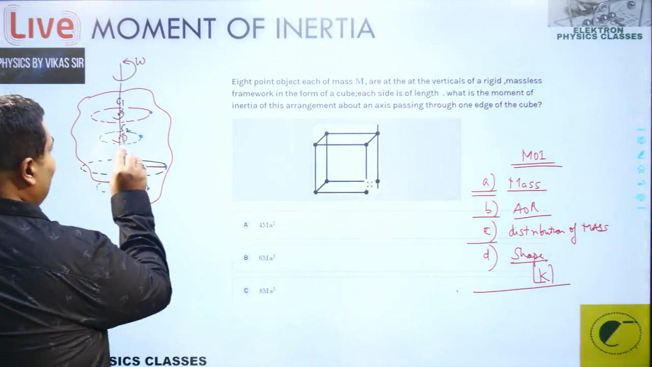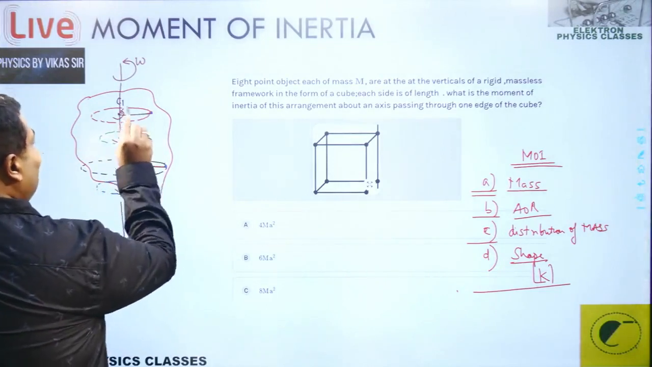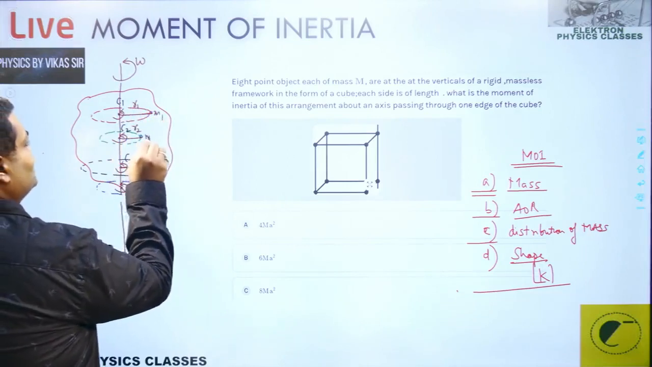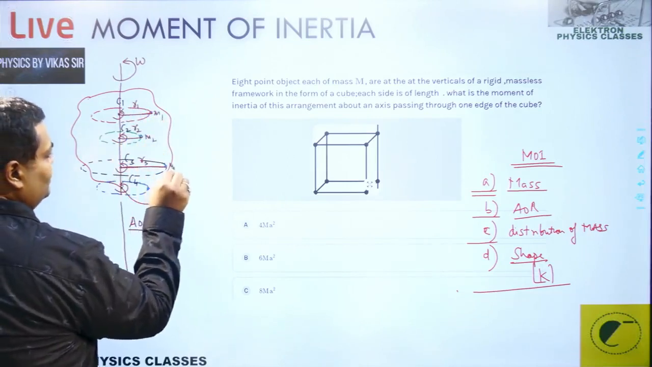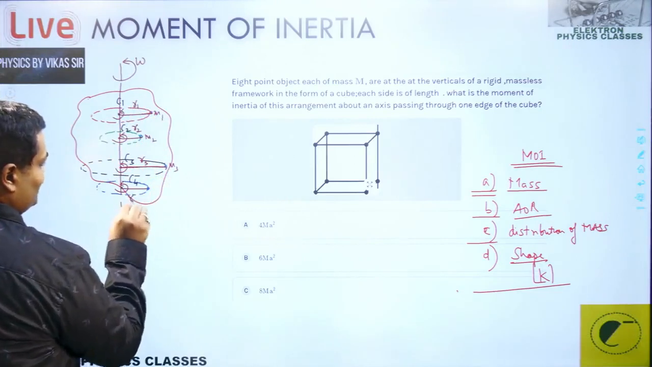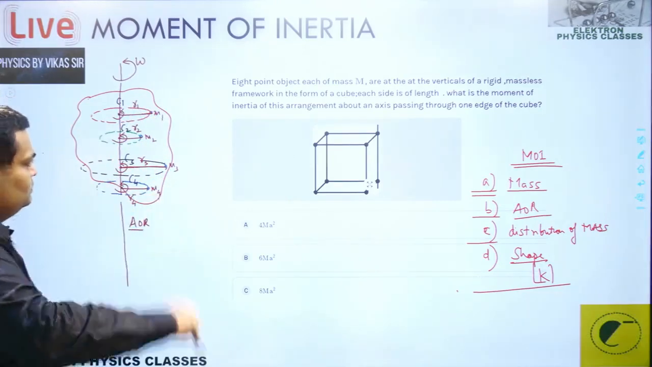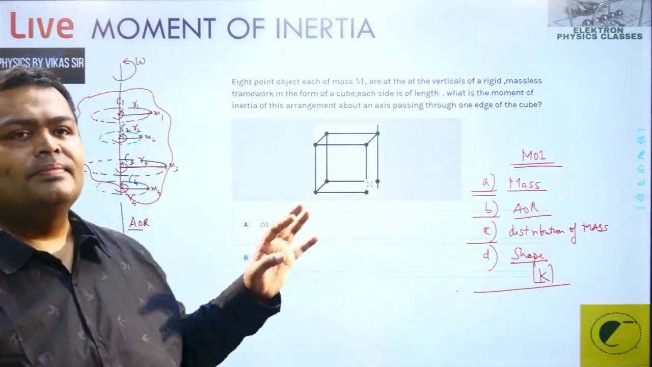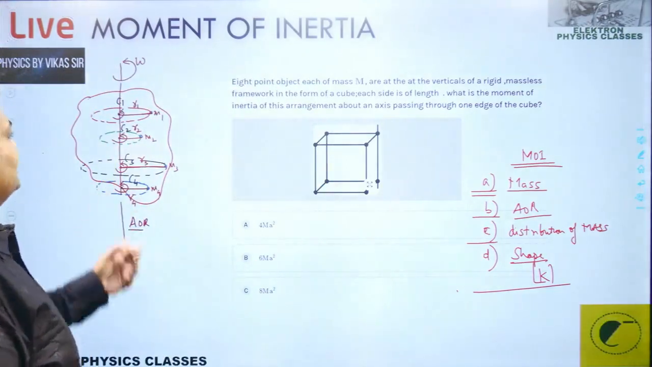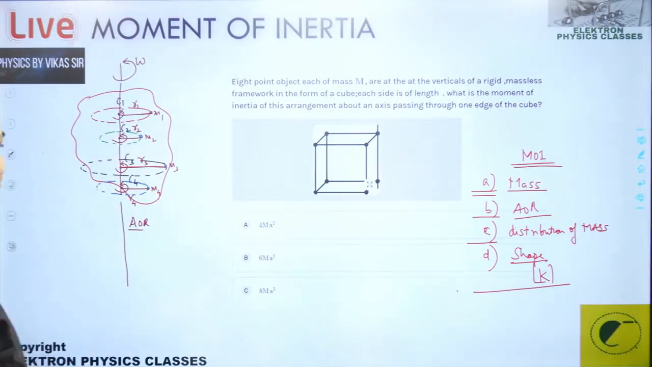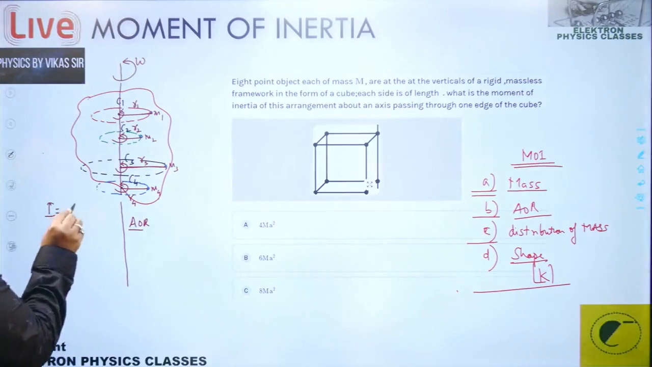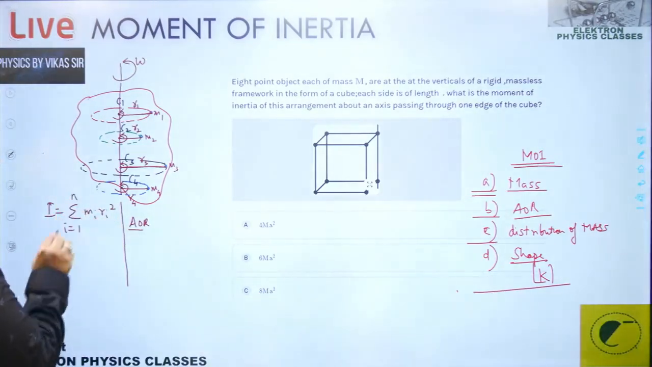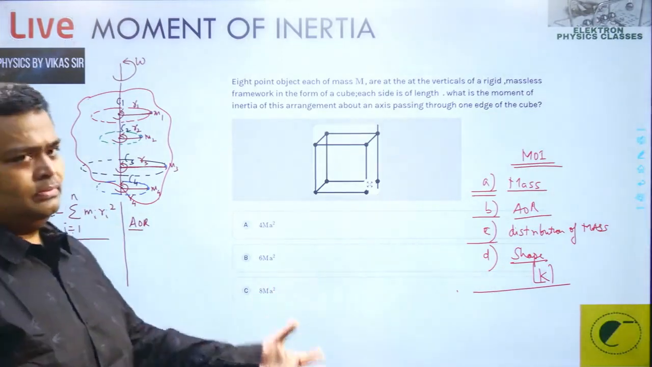Every particle may have a different mass and a different distance. This will be R1, this is M1, this is R2, this is M2, this is R3, this is M3, this is R4, this is M4. Different. So the individual particle moment of inertia may be different. And then you can calculate the overall moment of inertia of the rigid body. For a discrete system, we said the net moment of inertia is the summation of m_i r_i square, i ranging from 1 to n, where n is the number of particles.